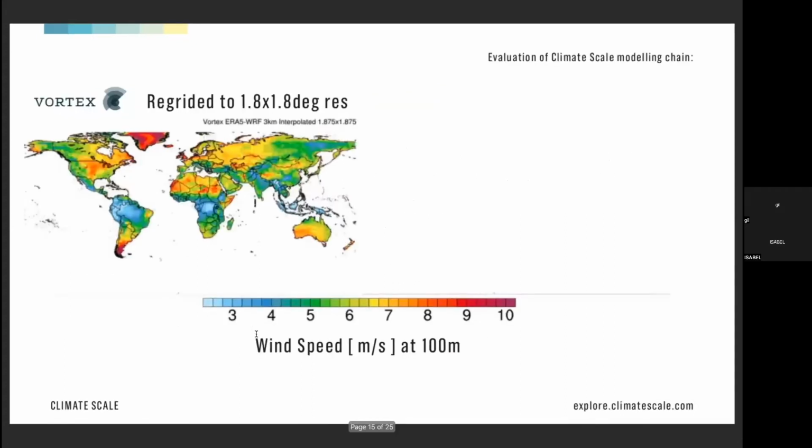So how do these models look? I'm not gonna run an evaluation because it's gonna take too much time, but I just wanted to give you a flavor of how they look. So this is ERA5 downscaled with WRF at 3 kilometers. It's data from our colleagues at Vortex that ran this downscaling. I have regridded it, so I have downgraded the resolution to the typical resolution of the climate model, so that we can compare the same resolution.